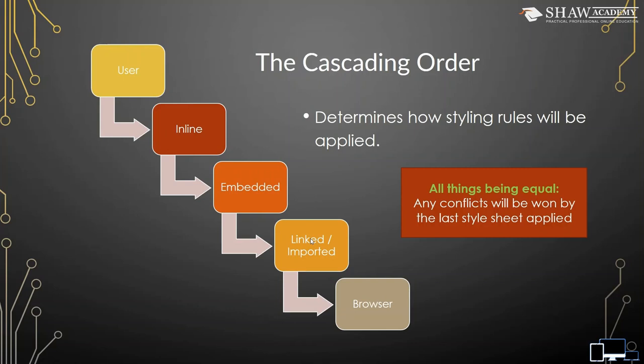Well, my rule is going to be applied if I add my style sheet after the Bootstrap one, because any conflicts will be won by the last style sheet applied. All right, so perfect. So that's the cascading order. Now we've also got this other thing in CSS known as inheritance.